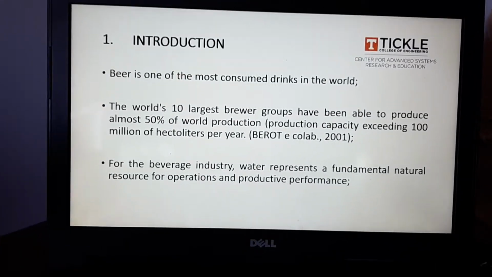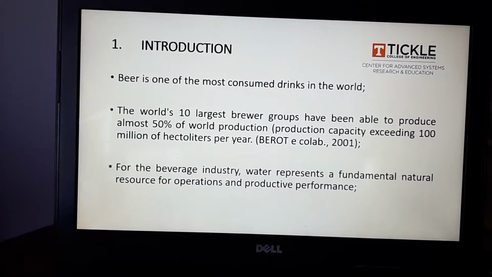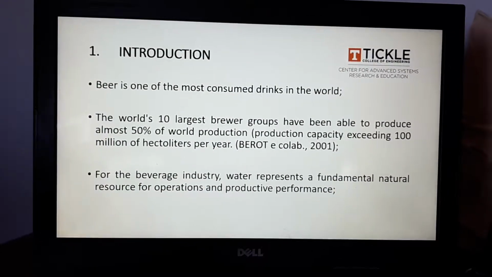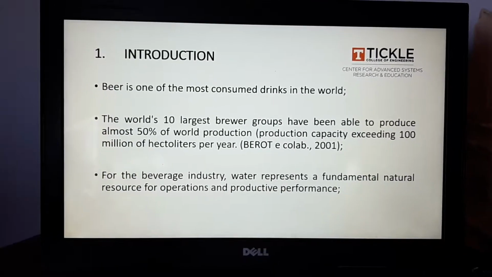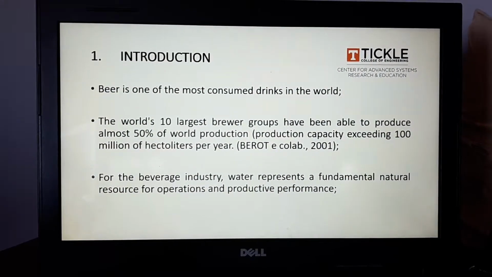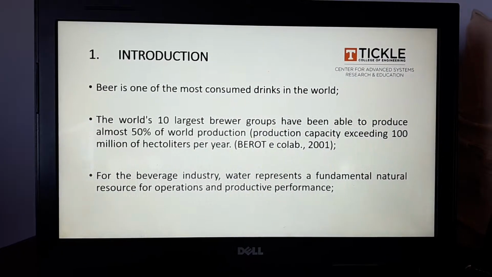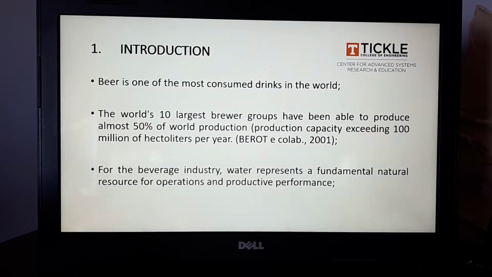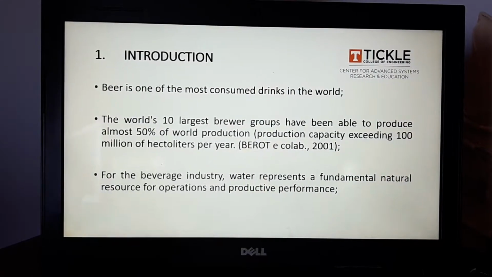Here we have that beer is one of the most consumed drinks in the world. So if we take the 10 largest brewer groups, they are able to produce 50% of the world production. So it's more than 100 million hectoliters per year. So it's a lot, and we need to pay attention in this project.